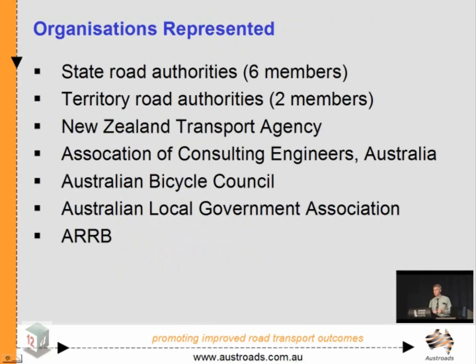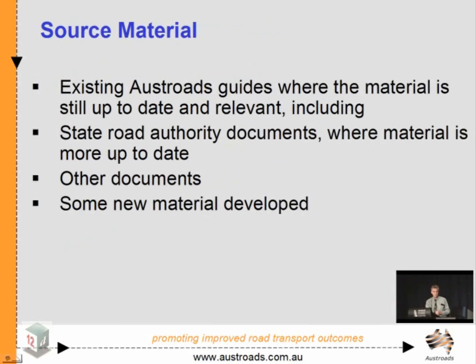Now, on the Austroads road design panel, there are various organisations represented, including all the state and territory representatives, of which I'm the Queensland representative. We've got New Zealand in there as well. We have the Association of Consulting Engineers Australia, the Australian Bicycle Council, and the Australian Local Government Association, and that makes up the panel members.